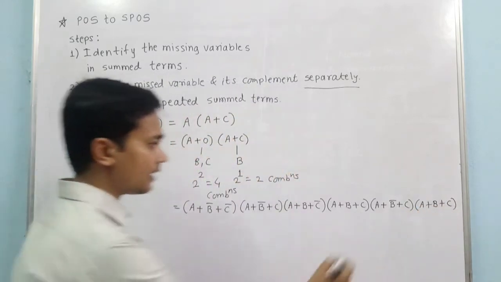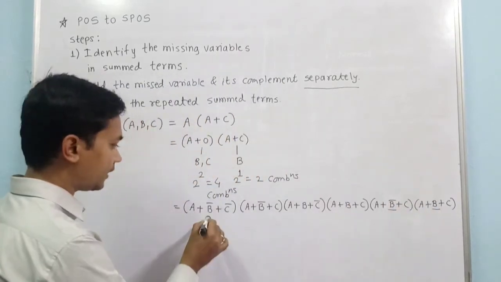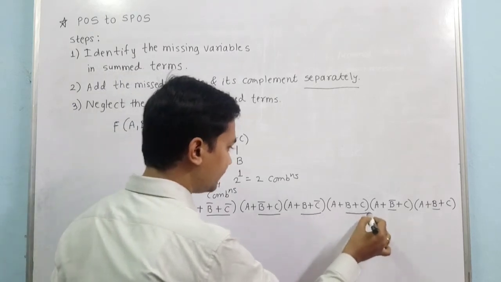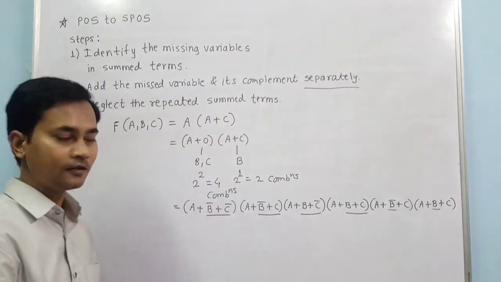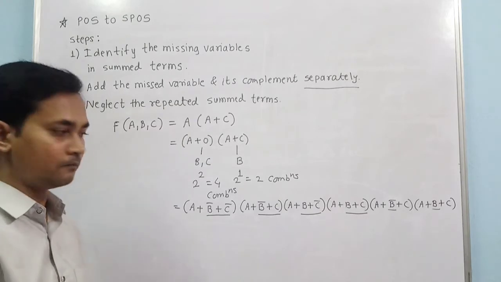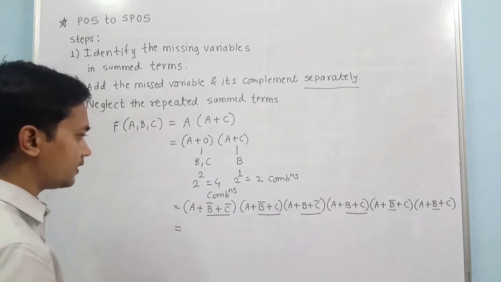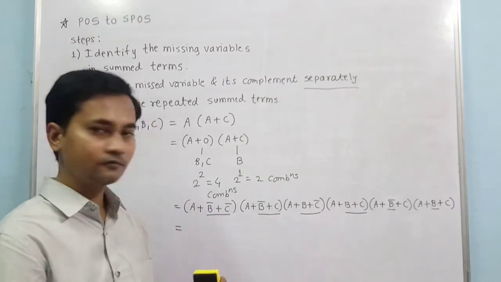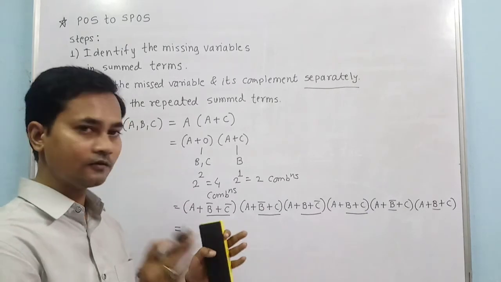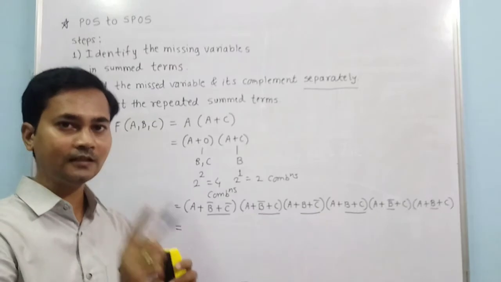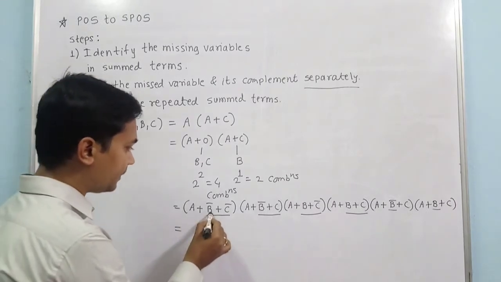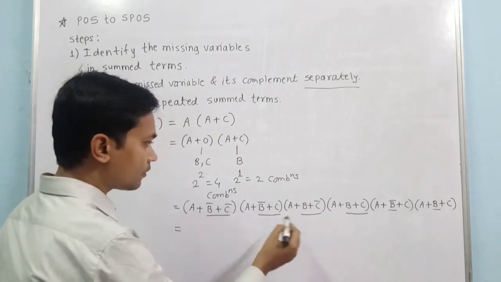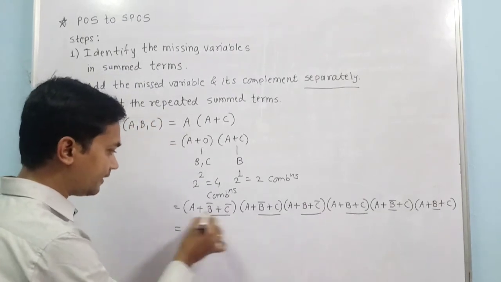Here I have added B bar and B. Likewise for the other term, B bar plus C bar, B bar plus C, B plus C bar and B plus C. So these many terms are added to convert it into standard POS form. Now observe this expression: whichever terms are repeated, instead of taking all of them, we have to take only one term. Is A plus B bar plus C bar repeated anywhere? No, it is not repeated, so take this term only once.